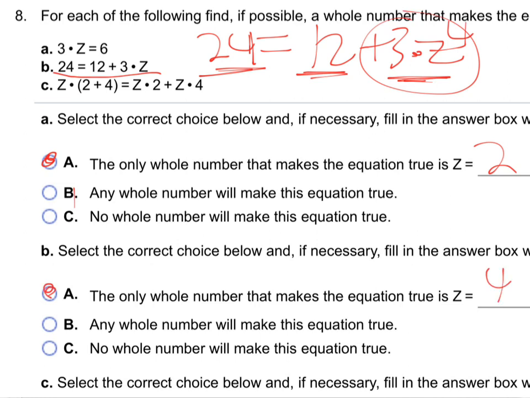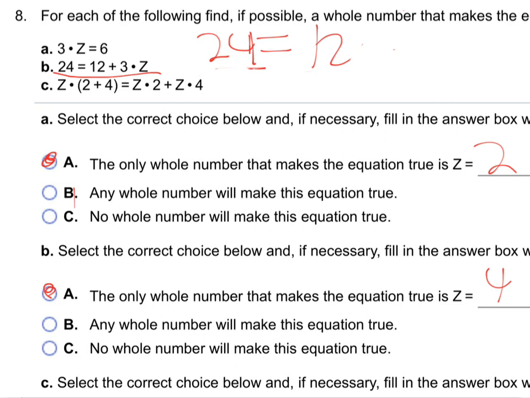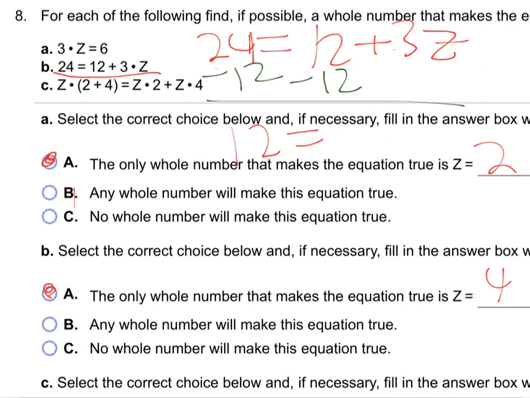You don't have to use formal algebra, but I'll show the formal algebra too in case you want to be reminded of that. So if you wanted to use formal algebra to solve this, what would you do first? You remember? To solve for Z? Yeah, subtract the 12. So then what would you get? You'd get 12 equals 3Z, these cancel. What's the last step to get Z alone? Yeah, you divide by 3, and there we get our 4, right? So either way, by formal algebra or by just kind of guessing, both are good. Let's get on to part C here.